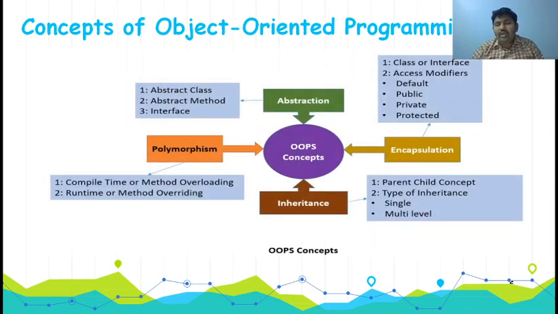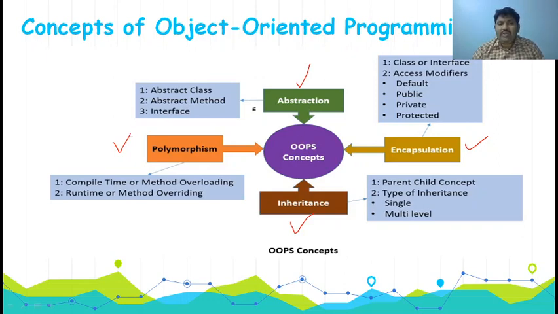So basically, if you want to understand what is meant by object-oriented programming, we need to be aware of the four important pillars. The four pillars of object-oriented programming are: the first one is abstraction, the second is encapsulation, the third is inheritance, and the fourth is polymorphism. These four pillars act as the main pillars of object-oriented programming.